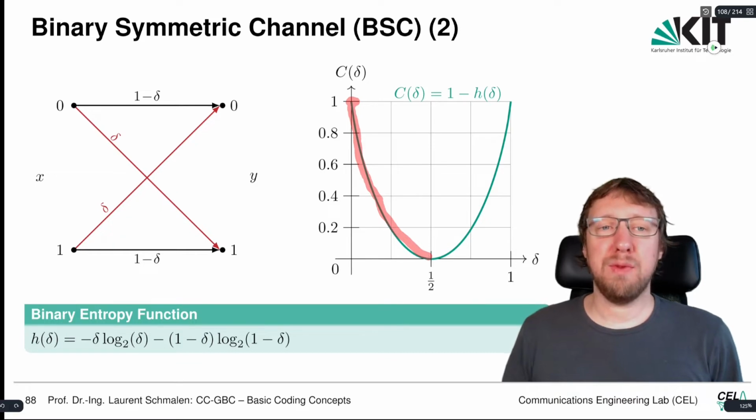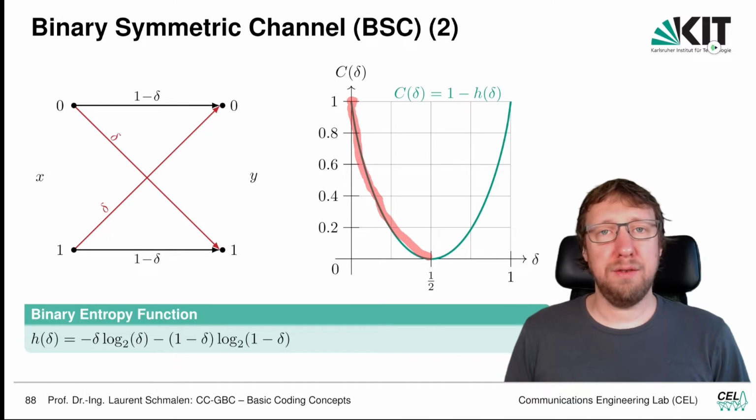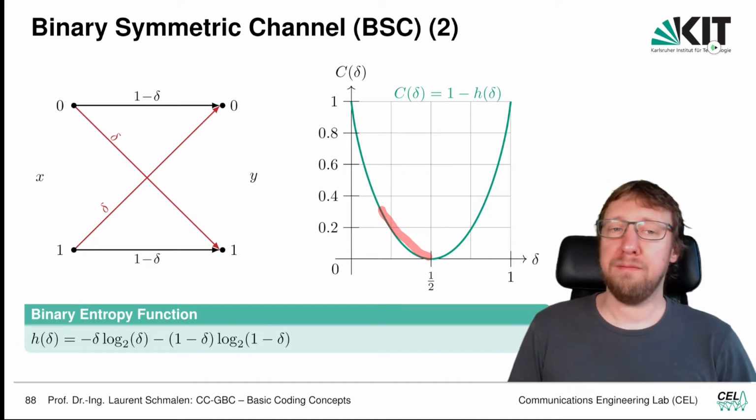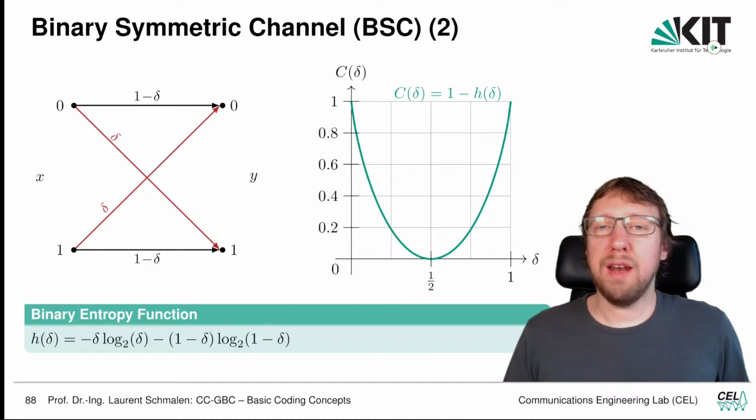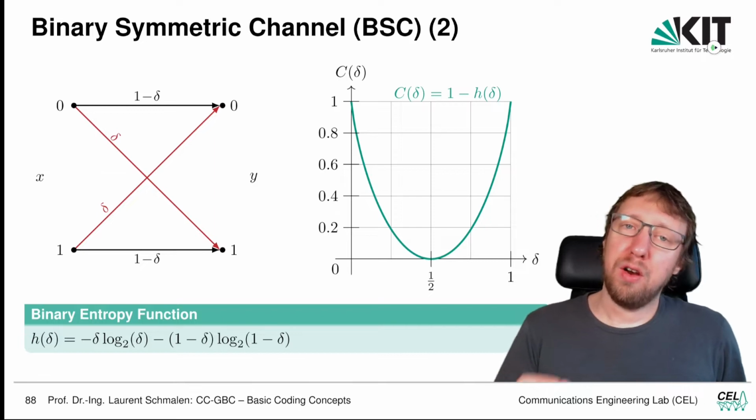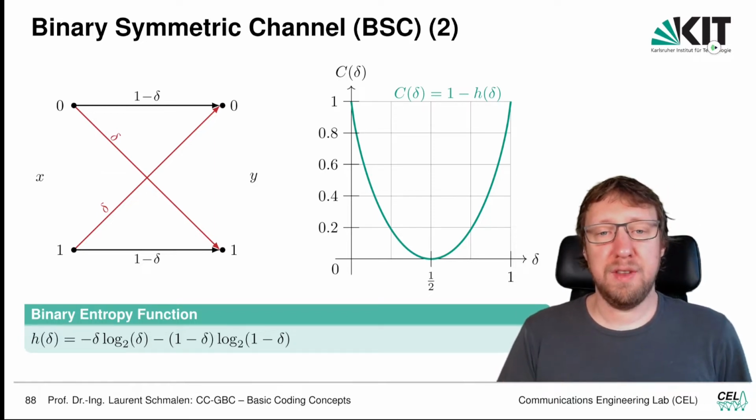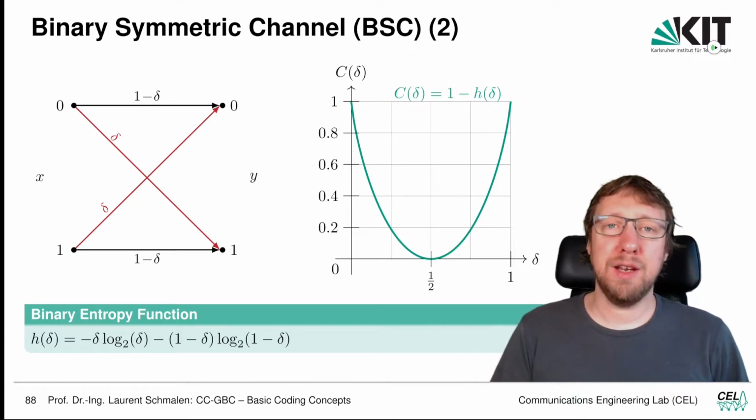For delta equals 1/2, the mutual information between input and output is 0. So there is 0 information. The output is completely independent of the input. We cannot infer anything on the input from the output. And that means the capacity is equal to 0.